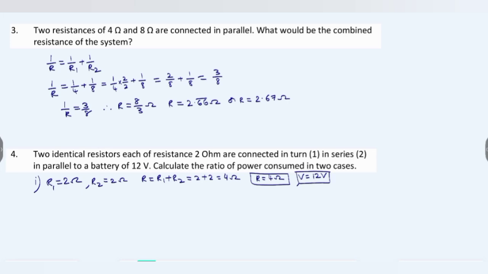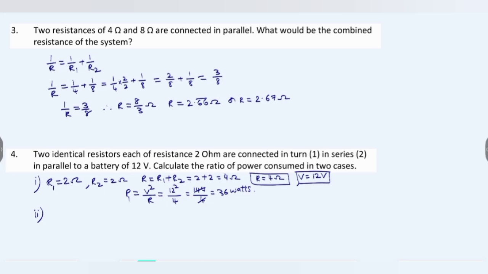We have to find power. So what is the power formula? When you know V and R, you have to remember V square by R, the direct formula. So V square is 12 square by 4, which is 144 by 4. After cancellation we get 36 watts. This is the power in the first case.